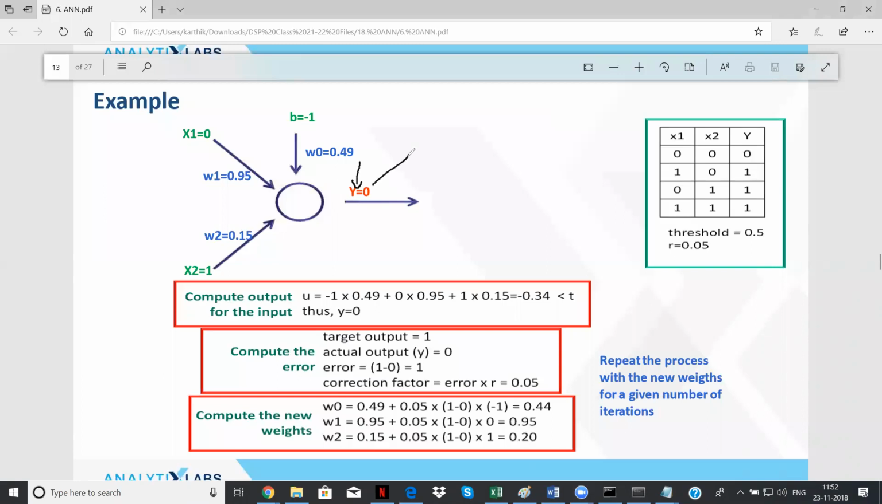Y is equal to 0 is my output, isn't it? What are my inputs? X1, X2. So X1 is 0. Like some input, let's say, for example, marital status. Someone who is married, I'm calling it 1. Someone who is unmarried, I'm calling it 0. So X1 is unmarried.